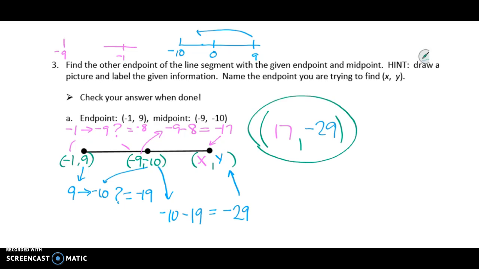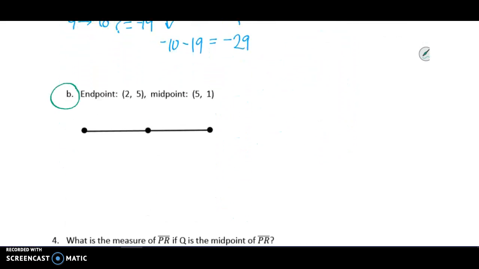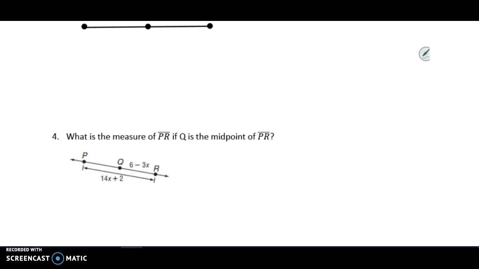So you need to try out B, because that is the one that you are doing, and ask for help as you need it, and that is all that you are doing for today. See me if you have any questions.